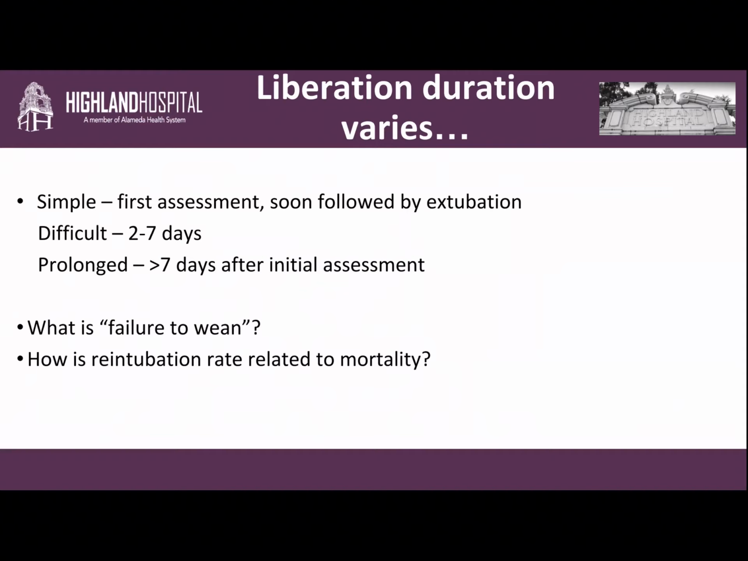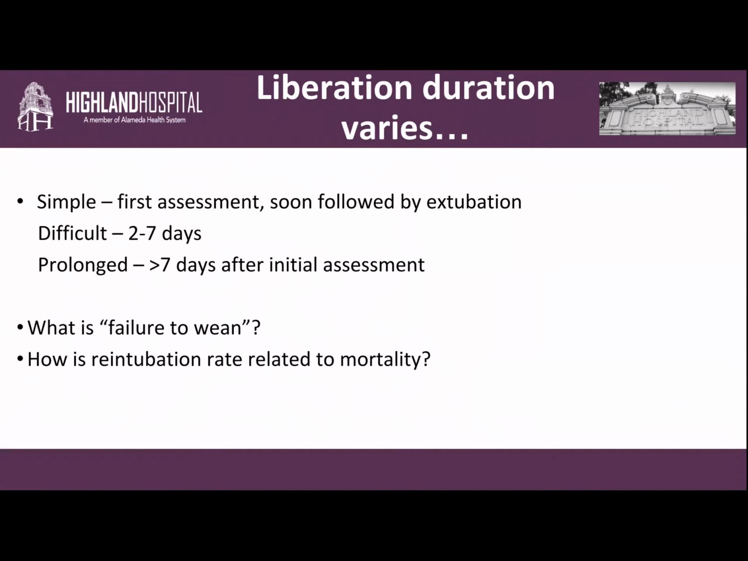You might have heard of the term failure to wean, and that can mean a number of things, but often it means someone who has failed a spontaneous breathing trial several times in a row. It can also mean someone who is extubated and then re-intubated within 48 hours. The issue of reintubation is a bit complicated and has sparked a lot of discussion in the critical care community. So in general, someone who's been recurrently reintubated has a poor prognosis, and it's associated with a significantly higher mortality than the norm. Some people say up to 3 to 11 times the mortality rate.